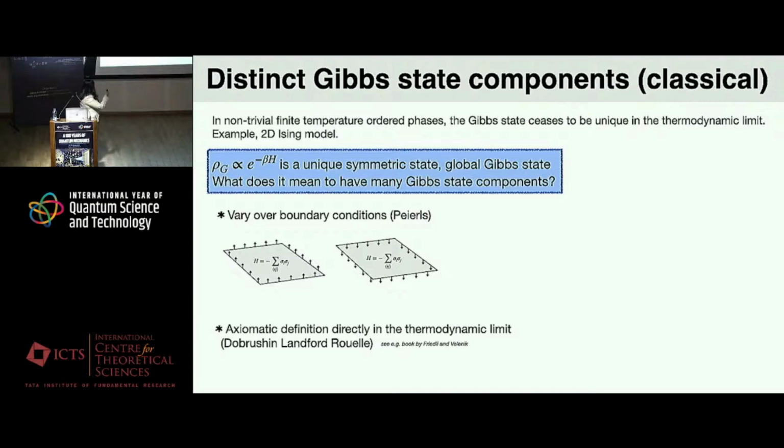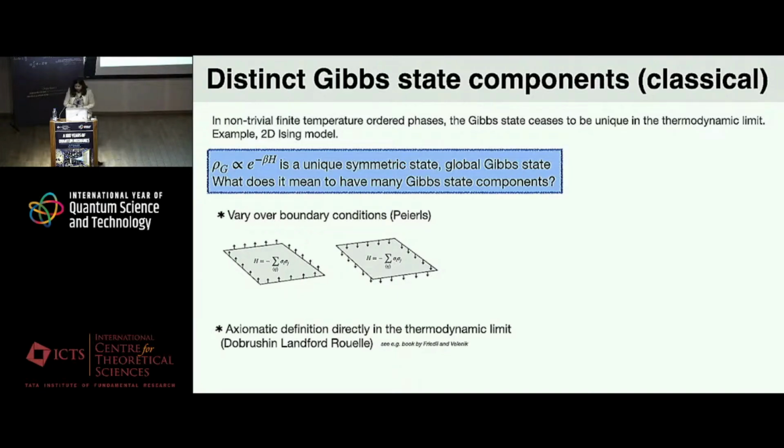Okay, but if you just look at the global Gibbs state, which is e to the minus beta H, this is fully symmetric because the Hamiltonian is symmetric, and it's a unique symmetric state. So what does it mean to have these many, many components? Well, there's a large literature on this question in classical statistical mechanics in the subject of spontaneous symmetry breaking. And you can do various things. For instance, you can try to add different boundary conditions to your system, and you can ask, if you take the system size to infinity, there's some ball in the middle of the system. Is it sensitive to what boundary conditions you put in? Or there are various mathematical axiomatic definitions directly in the thermodynamic limit by Dobrushin, Lanford and Ruelle.